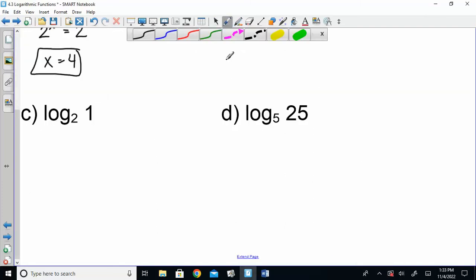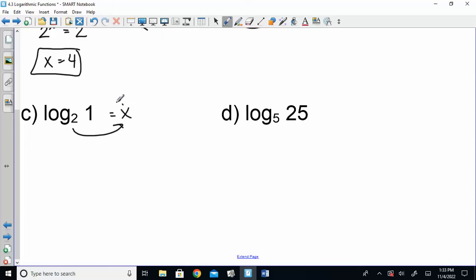All right. Back to this. Can you guys just look at C and tell me what the answer is? 0. It means 2 to what power equals 1, which is 0. So if you can just look at it, that's great. If you can't, you could always set it equal to x and solve it like yesterday's problems.